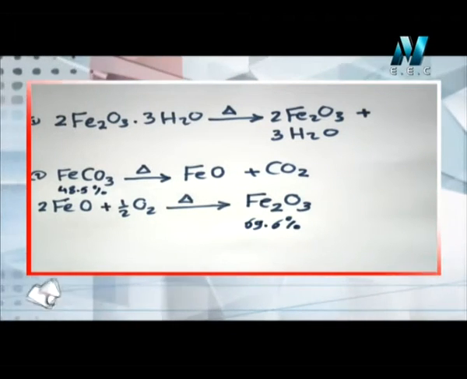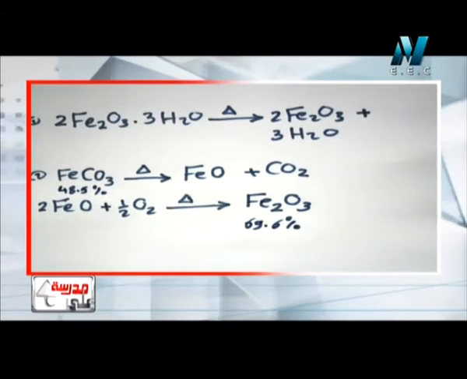But the number 1 aim of roasting is to get rid of water or humidity, as we convert hydrated iron 3 oxide into iron 3 oxide. Number 2, increase the percentage of the iron, because the FeCO3, which contains about 48.5% of iron, is at the end converted into Fe2O3, which contains 69.6% of the iron.